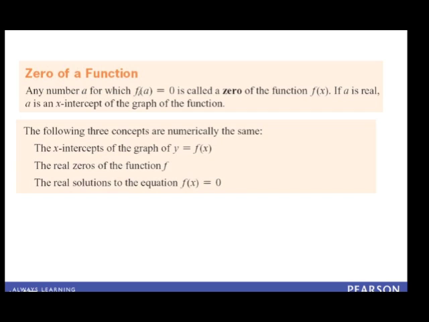Zero of a function. Any number a for which the function value is 0 is called a zero of the function. It makes the function equal 0. If a is a real number, a is an x-intercept on the graph of the equation. So these things all mean the same. The following three concepts are numerically the same: x-intercepts of the graph y equals f of x, real zeros of the function, and real solutions that make the function equal 0. These all mean the same and give you the same number.